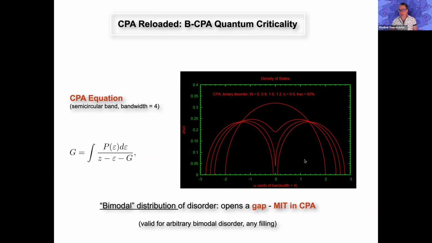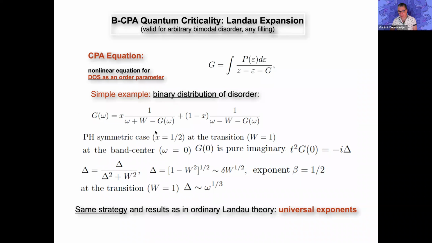But of course, I studied very carefully what happens also if we have other fractional weights for the two components. If then the transition is not at the center of the band but somewhere else, and you don't have particle-hole symmetry, nevertheless, for the same reasons and in general Landau theory, it turns out that the self-consistency condition always assumes an analytic expansion in the powers of the density of states. And whenever that is true, then, as Landau first taught us, we find universal exponents.